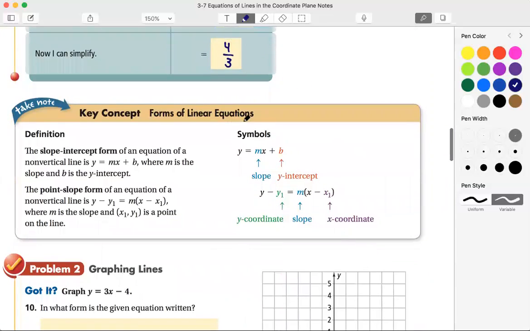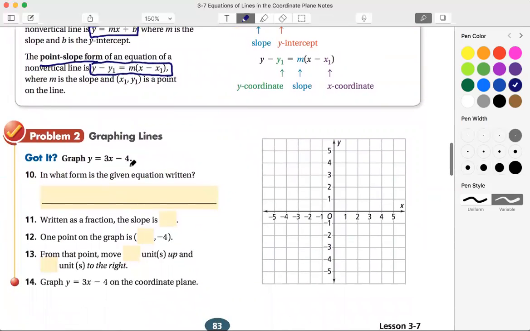All right, equations of lines. So we're going to use two equations of lines. The first one's called the slope-intercept form of a line, and it is written as y equals mx plus b. M is the slope and b is the y-intercept. The other one is called the point-slope form, and that's written as y minus y1 equals m times a quantity, x minus x1, where m is the slope and x1, y1 is the point.